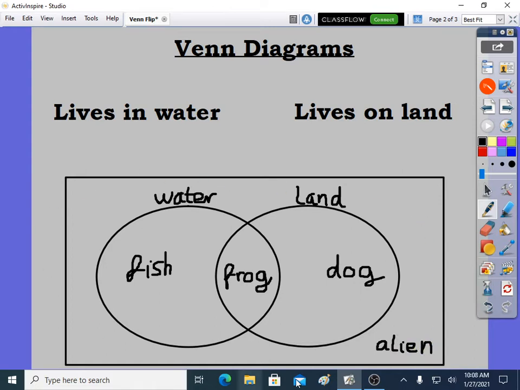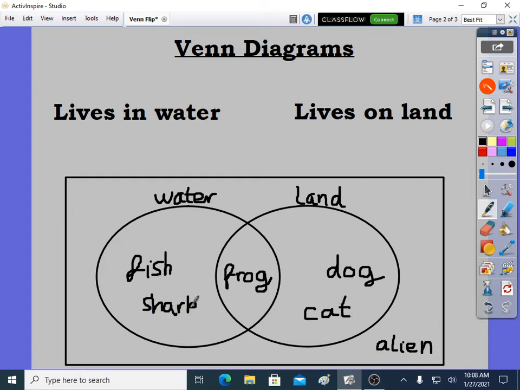They would go outside the circles. So in nature, you can use Venn diagrams as well. You can have two animals on the same section. You could have a cat on the land as well. You could have a shark in the water as well.